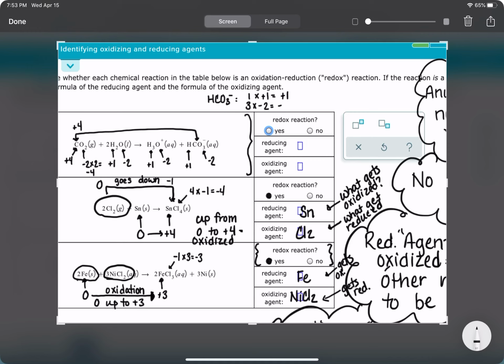That's a -6. We have 1 carbon. We don't know what it is. So we don't know what this oxidation number is. And all of these together need to add up to -1, which is the charge of the HCO3 minus ion. So +1 minus 6 plus what is going to equal -1? It looks like this has to be a +4. No change. So carbon also does not change. Hydrogen doesn't change. Oxygen doesn't change. This is not a redox reaction. And since it's not a redox reaction, we don't need to fill out anything in those boxes.